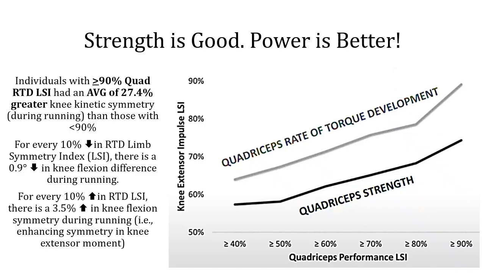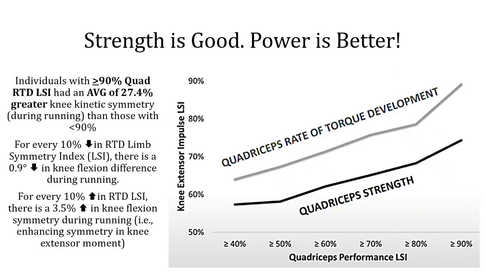So the take-home message here is that strength is good, but power is better. Individuals with greater than 90% quad rate of torque development limb symmetry index had an average of 27.4% greater knee kinematic symmetry than those that had a lower than 90% limb symmetry index on their rate of force development.